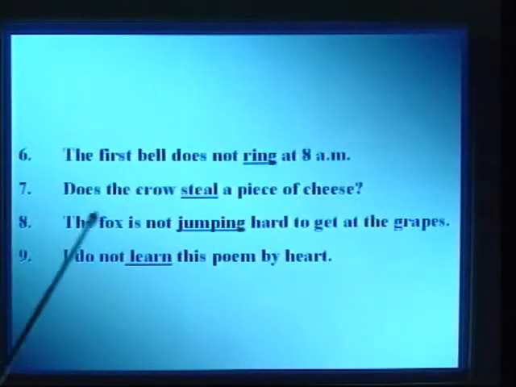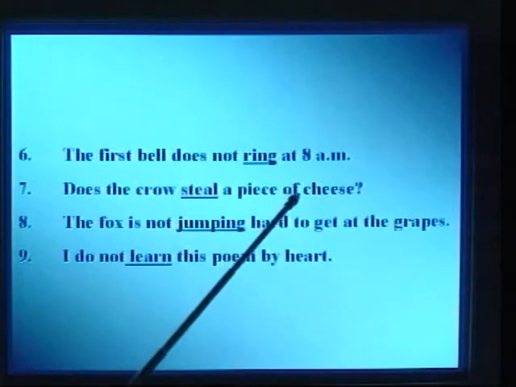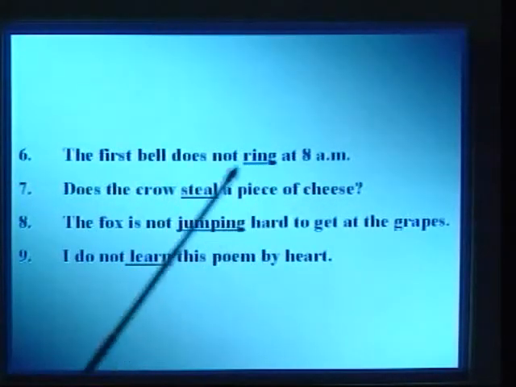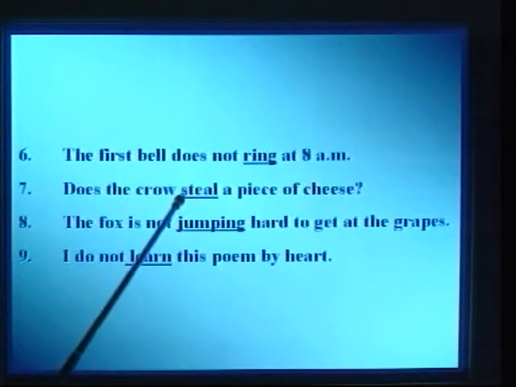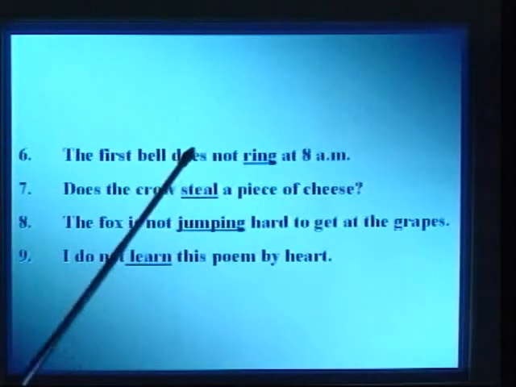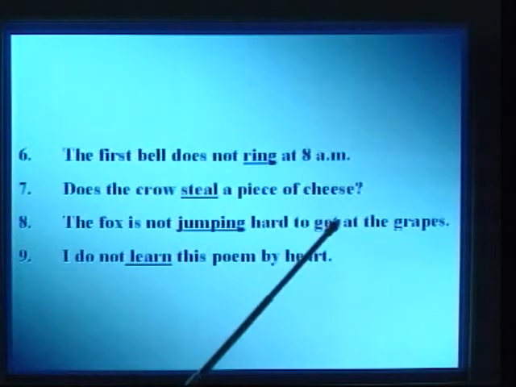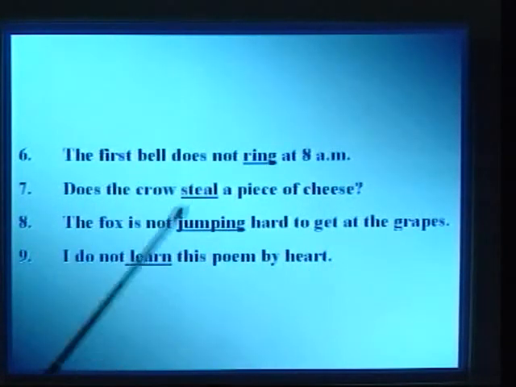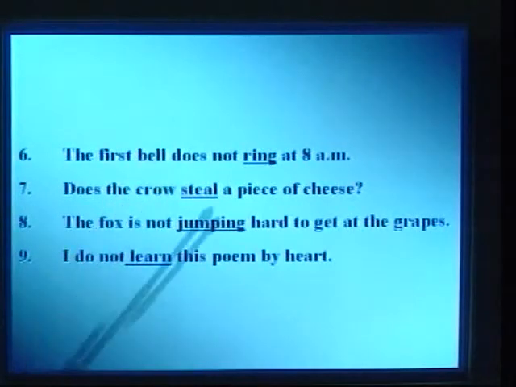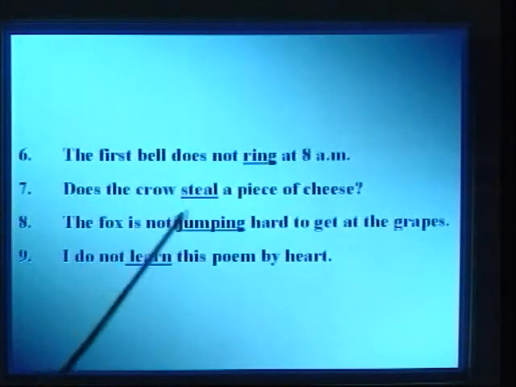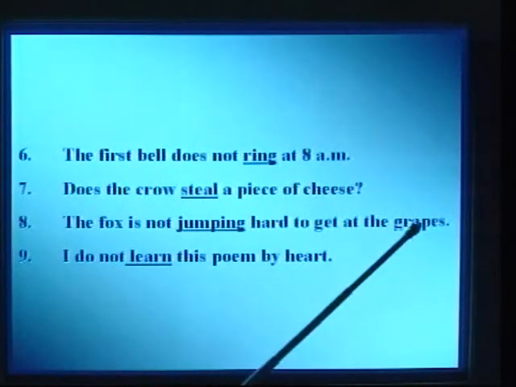The next, seventh one, does the crow steal a piece of cheese? Steal in the question form, but the form is V1. You can name it easily. Then come to the eighth sentence. The fox is not jumping hard to get at the grapes. See, only jumping is here, but you have the auxiliary, maybe the be form is here. Don't get confused. Club together, you have to understand the verb and name it, the particular tense form of it.